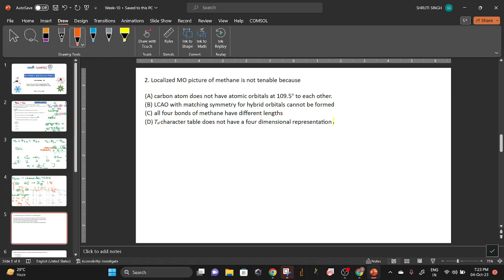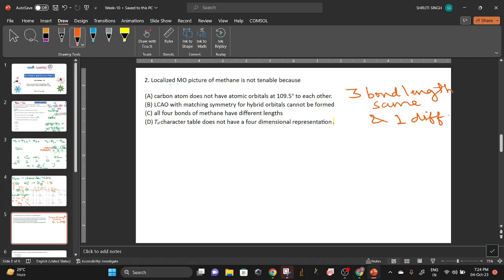So the electron density is equally contributing to all the bonds. That is the delocalized MO picture. The localized MO picture would say that there will be three bond lengths the same and one different. But it is not the case. Actually, methane has all four bond lengths the same.